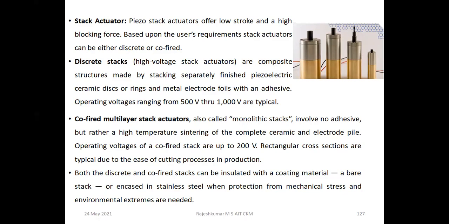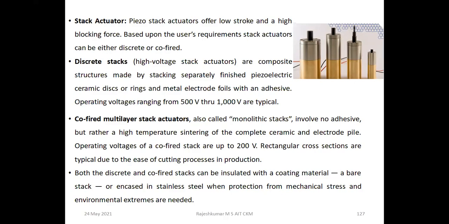The next is co-fired or multi-layer structure actuators. They are also called monolithic stacks, where no adhesive is used, but rather high temperature sintering. Sintering means the joining. In the discrete stack, an adhesive is used to bond the ceramic discs or rings and metal electrodes. But in the multi-layer case, high temperature sintering is used to complete the ceramic and electrode pile. Pile means stacking one above the other; generally we term it a pile.